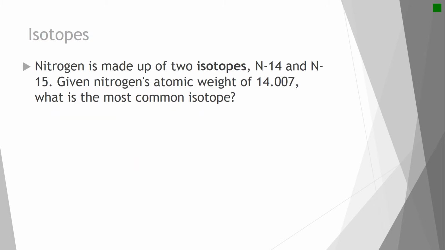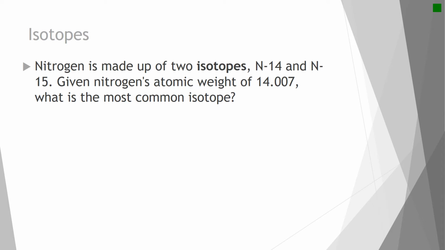So isotopes, here's an example problem. Nitrogen is made up of 2 isotopes, nitrogen 14, and remember that means that this isotope has a mass of 14, and nitrogen 15, which has a mass of 15. Given the nitrogen's average atomic weight is 14.007, which isotope is most common? So you have 2 options, okay? You have nitrogen 14 and you have nitrogen 15.